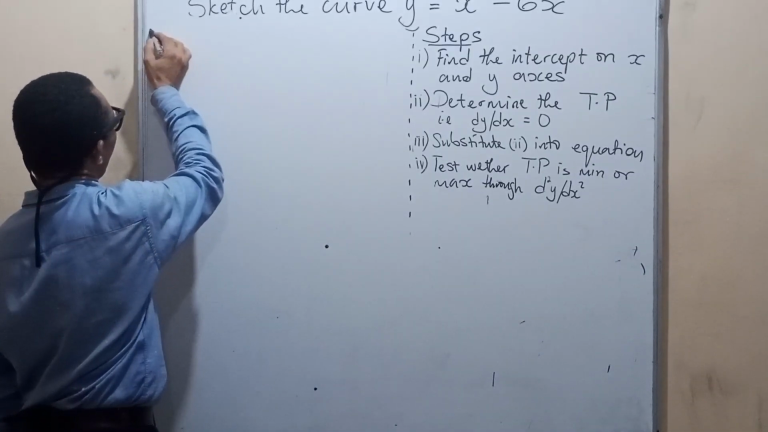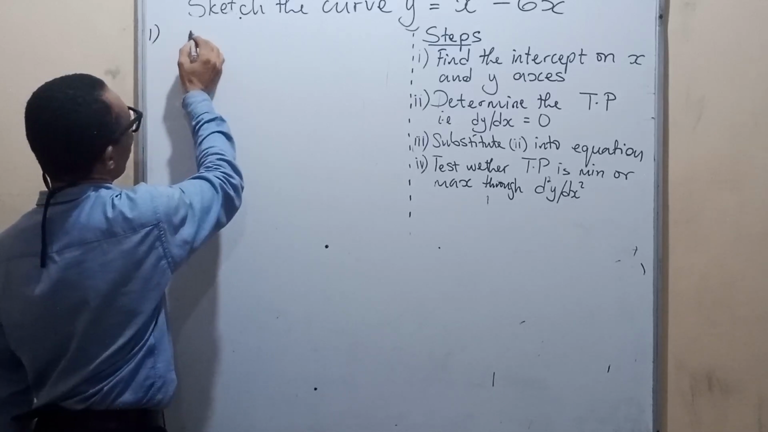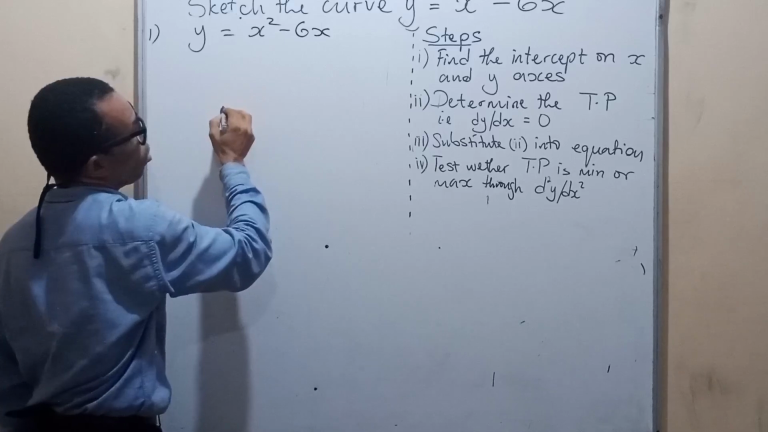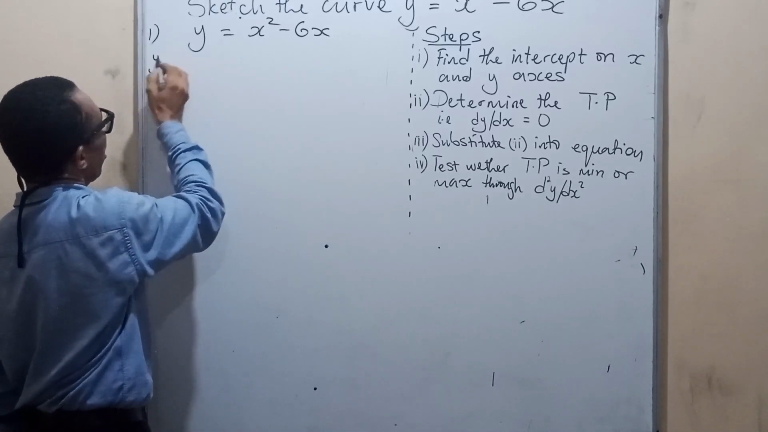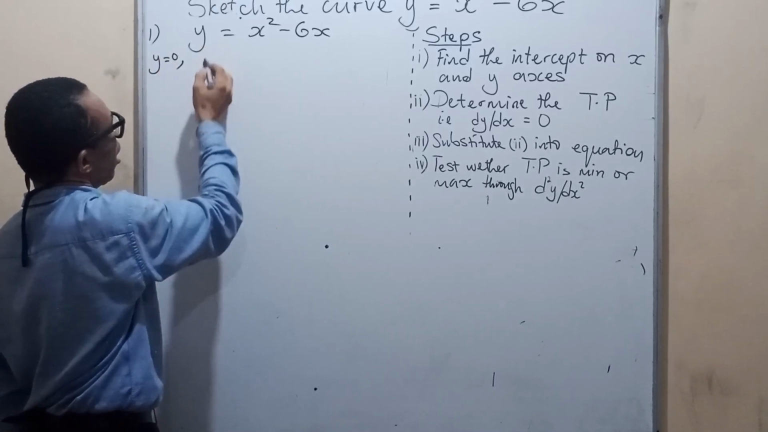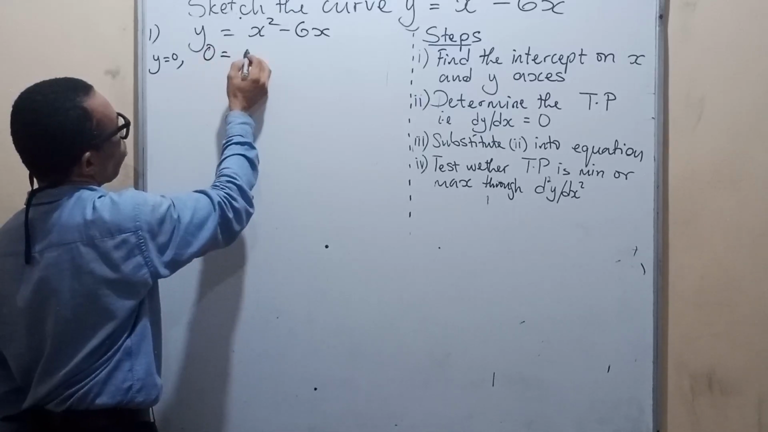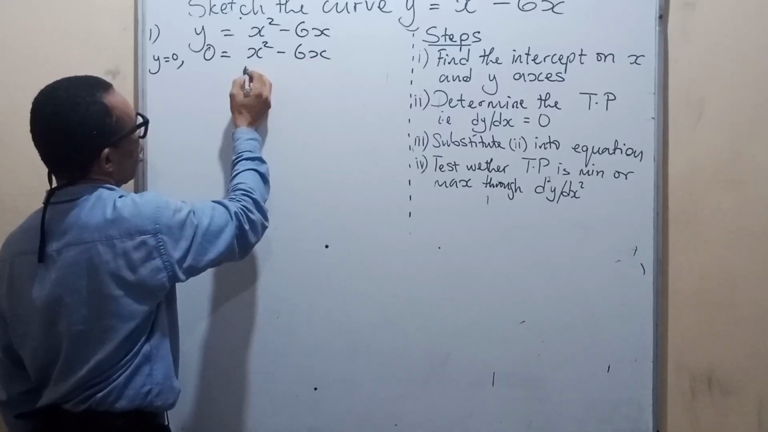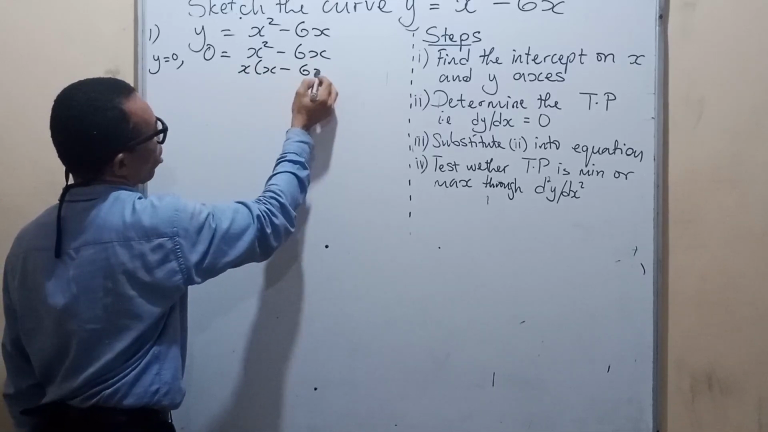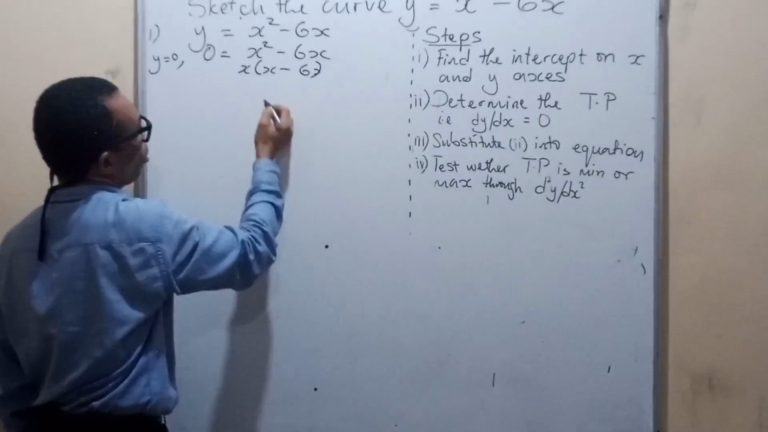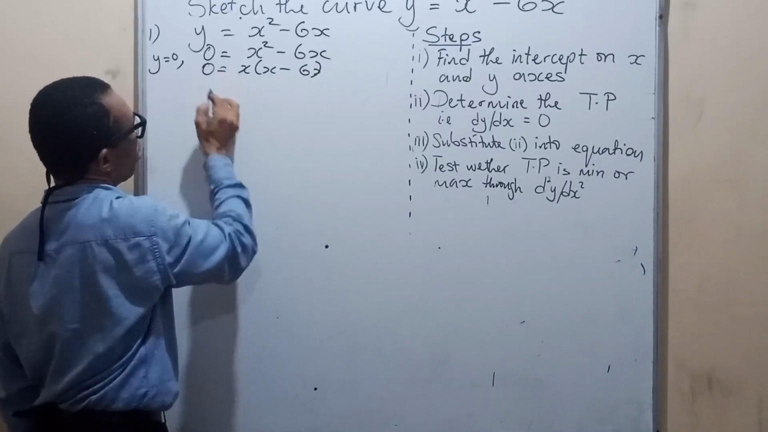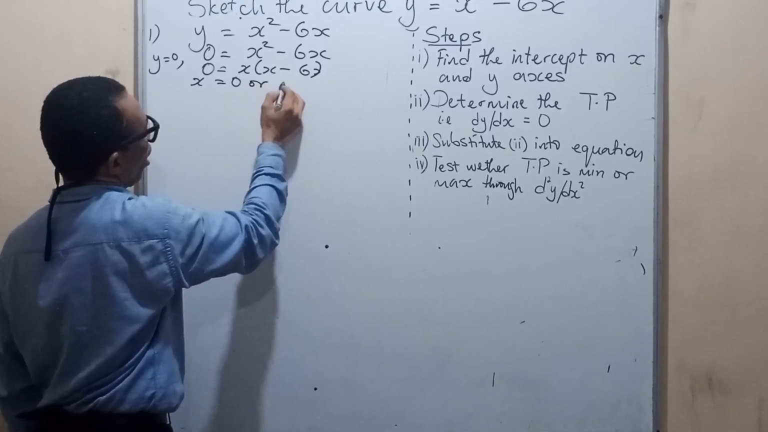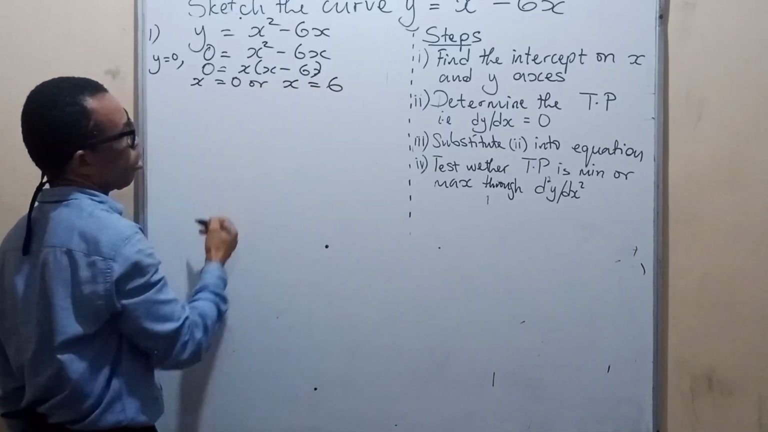Now, the first step, which is step 1 there, y is equal to x squared minus 6x. Now, when y is 0, then I will have 0 is equal to x squared minus 6x. And this I can simplify as x into x minus 6, bracket close. So which leads me to x is equal to 0 or x is equal to 6 from this.